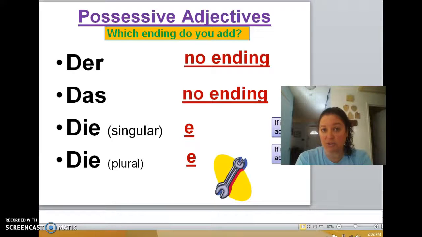So anytime there's a D word, you're going to add an E to the end of your root word, mein or dein. If it's not a D word, don't add any ending and just use mein or dein. And that is pretty much it.